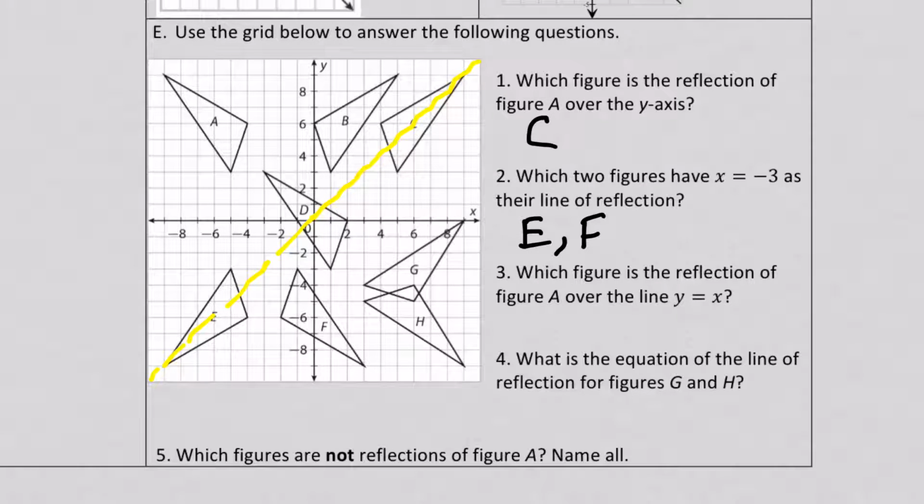Which figure is a reflection of figure A over this line? So we need to take A and make it jump over this line. Where does it land? Not G, right? Look, that's not a reflection. H. H is your correct answer.